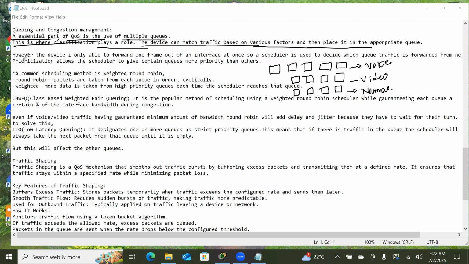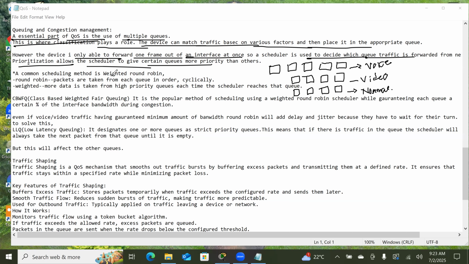However, the device is only able to forward one frame out of the interface at once. So here a scheduler will be used. What will the scheduler do? For this particular schedule, I take one packet from this queue, and in the next schedule it will be taking from the second queue and the third queue, like this. So the scheduler is used to decide which queue's traffic is forwarded next. Prioritization allows the scheduler to give certain queues more priority than the others.